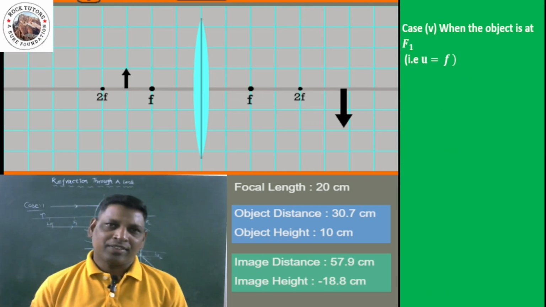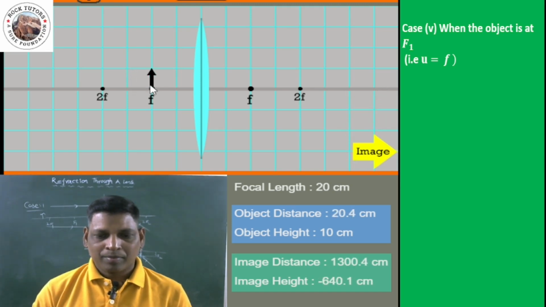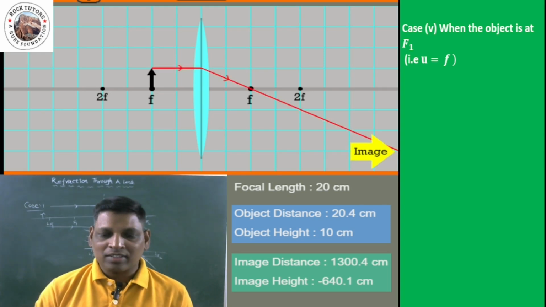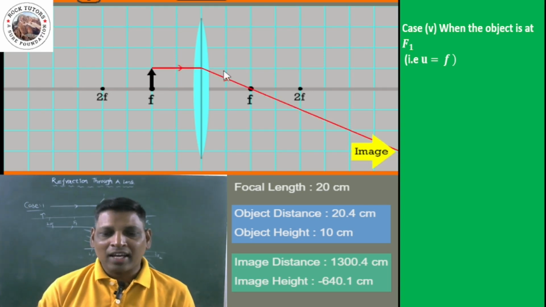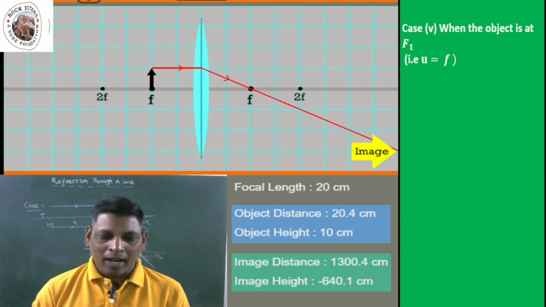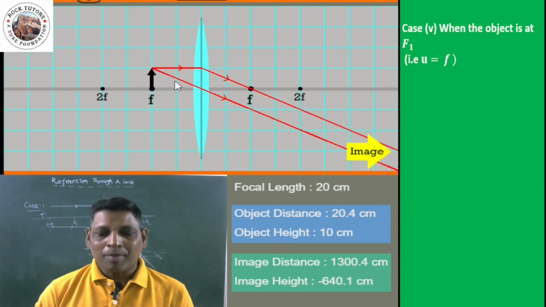Now the fifth case. I am keeping the object at F1. I will see how the image will be formed. I am taking a ray parallel to the principal axis. You know that after refraction it will pass through the focus. One more ray I am taking, this ray is passing through the optical center.